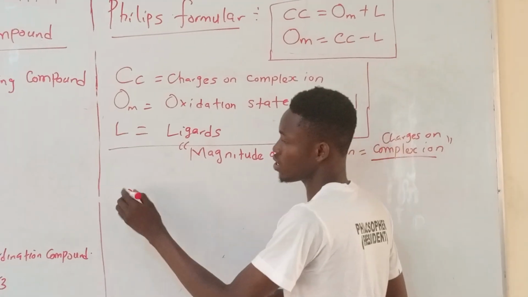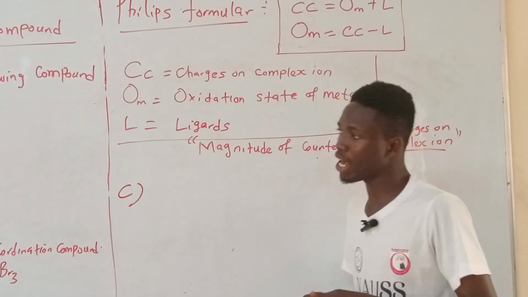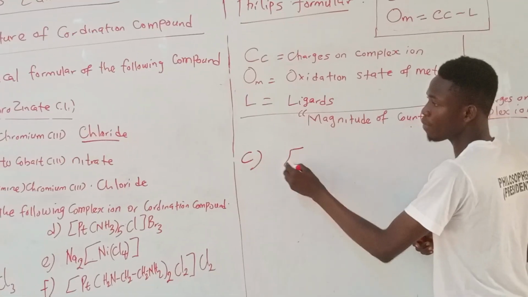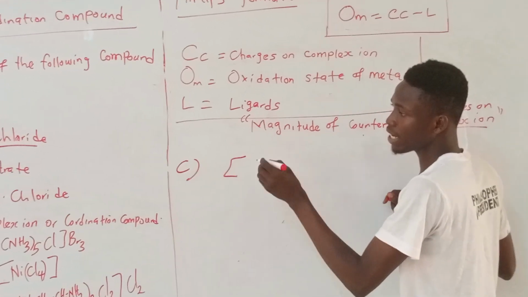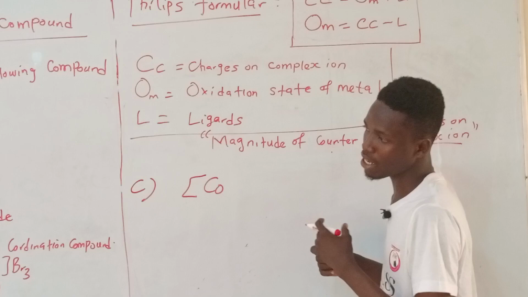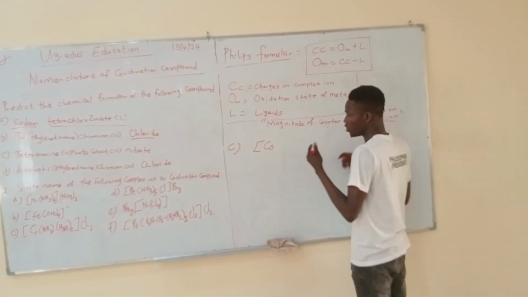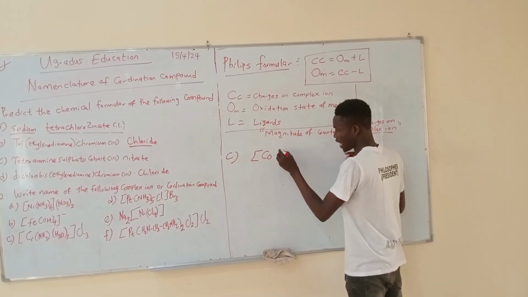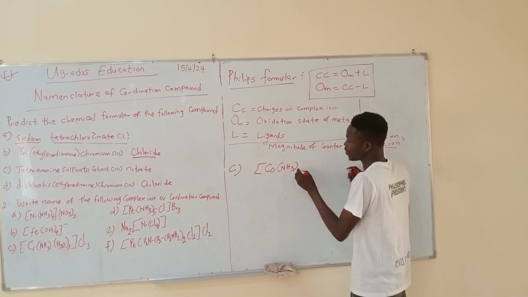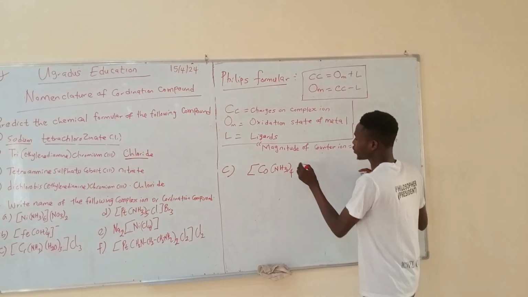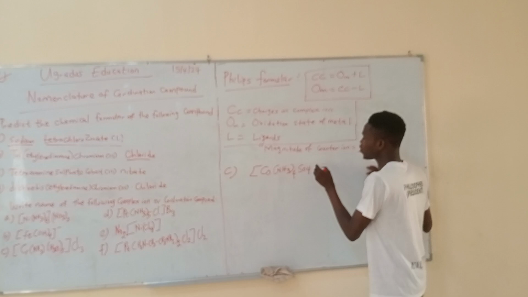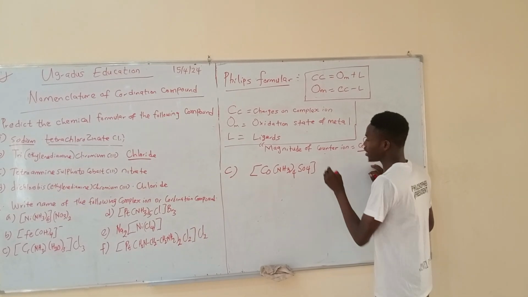Alright, let's take C. C says tetraammine sulfato cobalt(III) nitrate. You have to first write your complex ion. Write the central metal first, which is the cobalt, and write all the ligands. The ligands there are sulfato and ammine. According to their spelling, write ammine first, NH3 with tetra. They said the ammine is tetra, which is 4. Then you write sulfato. Sulfato is SO4, and it does not have any prefix, so just write SO4. Then you close the curly braces, and then you put your nitrate.